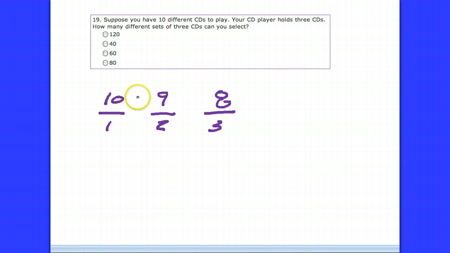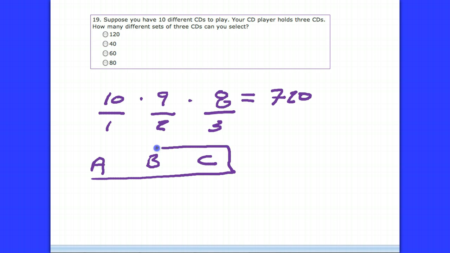If I want to know how many different ways I can do this, I come up with 720. This understanding is based on you caring about what order these CDs are in. So let's say I chose CD A, CD B, and CD C. I would have this as one of my CD permutations, it's actually called.